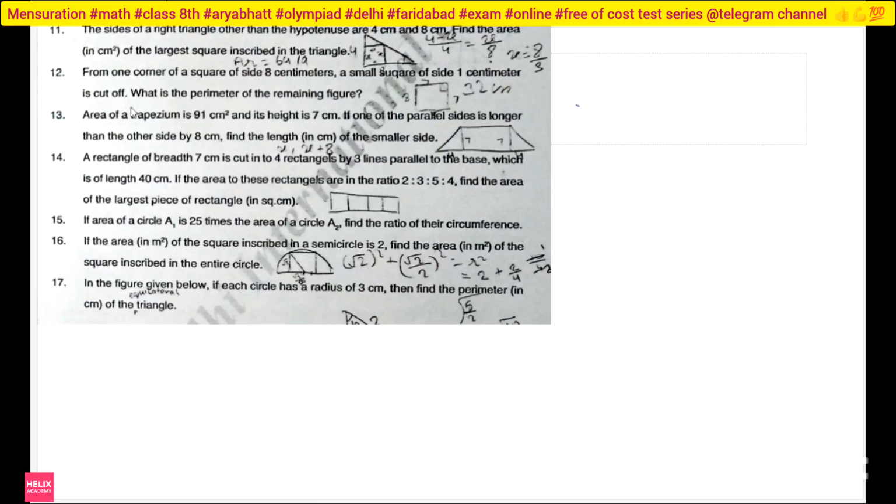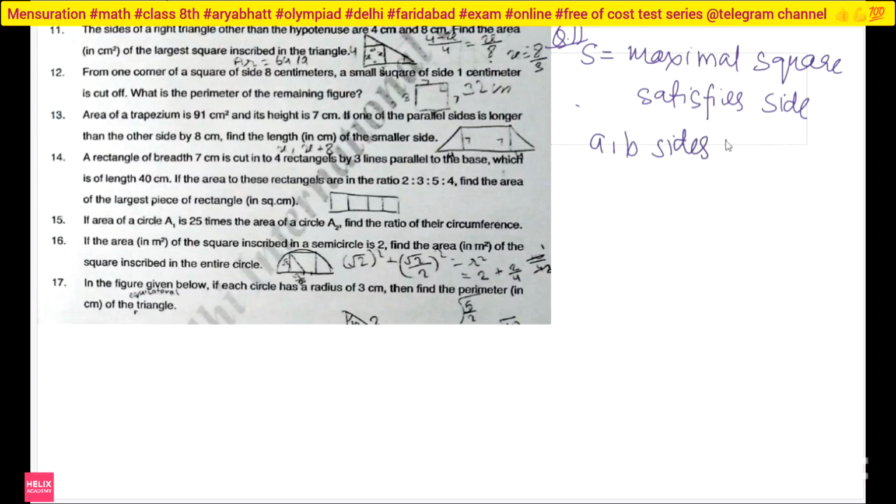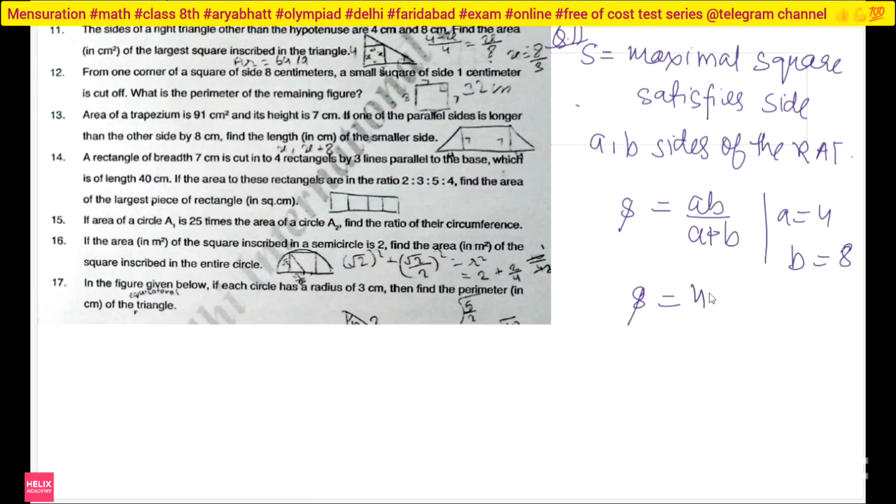So I will say the largest square, or you can say the maximum square that is satisfied inside it. So if I say that S will be, for question number 11, S will be the maximum square's side. Okay, and A and B are the sides of the right angle triangle, right? So I can say that S will be nothing but AB upon A plus B, where your A is given 4 and B is given 8. So my side will be what? 4 into 8, sorry, divided by 4 plus 8. It becomes 32 upon 12, or I can say 8 by 3.